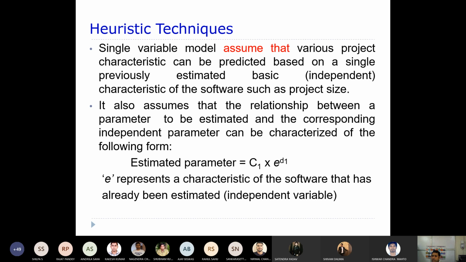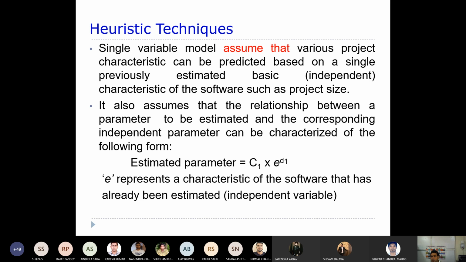C1 and D1 are constants, and these constants are obtained by studying a number of similar projects. After studying various similar projects, people have determined the values of the constants C1 and D1. These are the constants, but you have an independent variable, so you can then predict the other parameter. It takes this form because only a single variable E is used. So this is a single variable model.